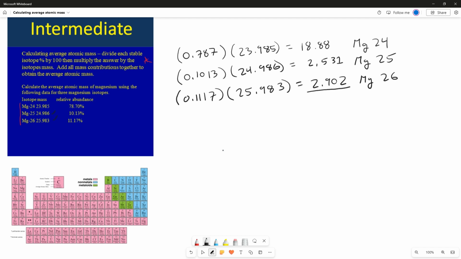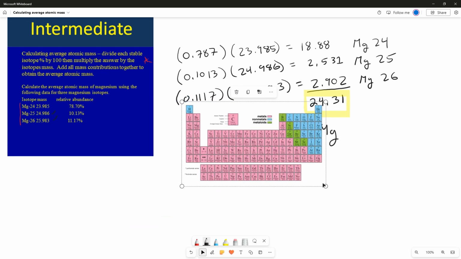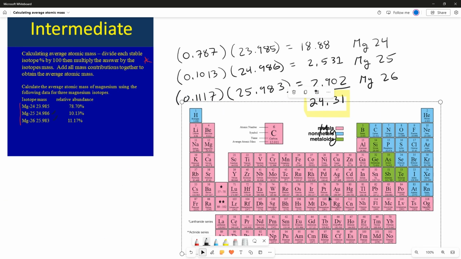Now all we need to do is to add the atomic masses together. If we add 18.88 plus 2.531 plus 2.902, we come out with 24.31. And that should be the average atomic mass for magnesium. So let's check on the periodic table. Magnesium is listed as 24.305. The 5 would round up to a 1, so that would be 24.31.